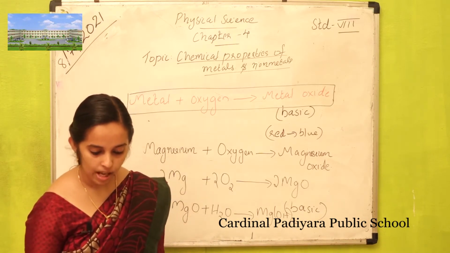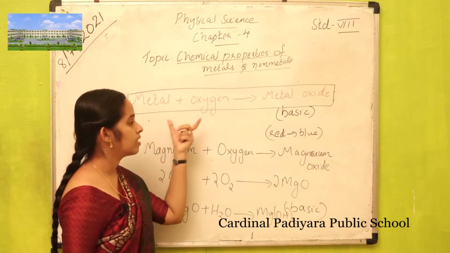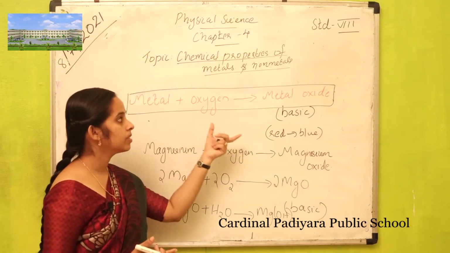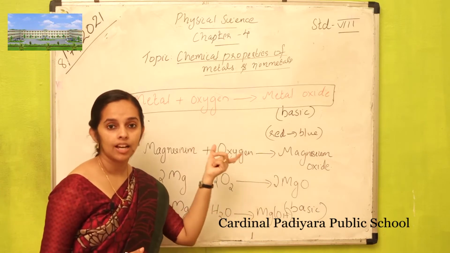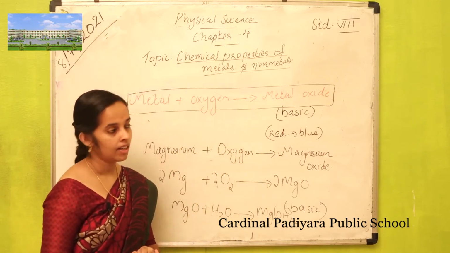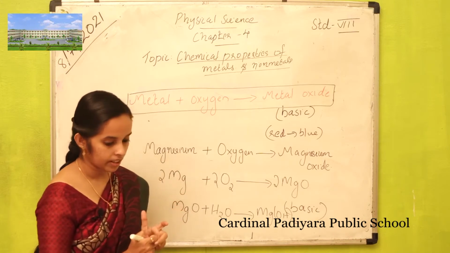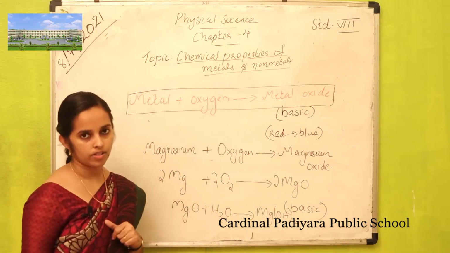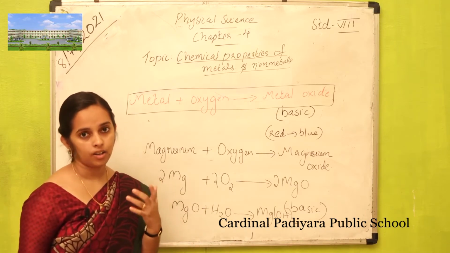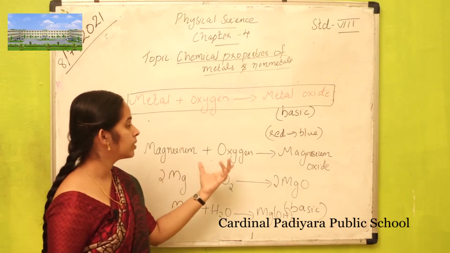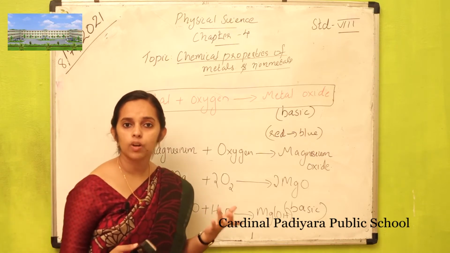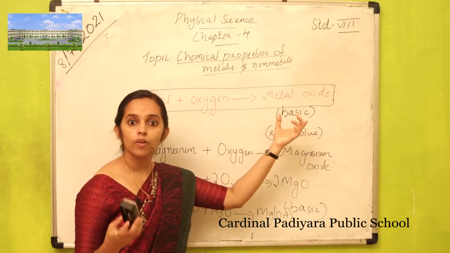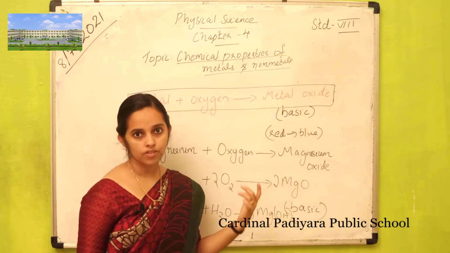Then it is an example for the reaction of metal with oxygen. So our first property is that metals react with oxygen to form metal oxide. Another example given in your textbook is iron. What happens when iron reacts with oxygen? Iron reacts with oxygen to form an oxide of iron. That is, iron oxide is forming here.